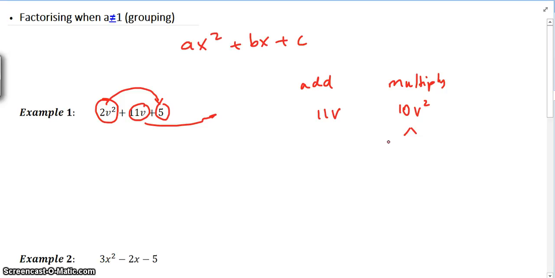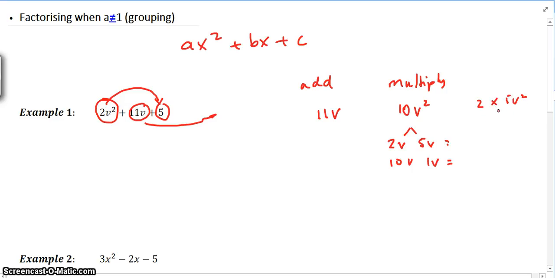The factors of 10v squared, you could have 2v and 5v. You could have 10v and also 1v. You'll notice here that I haven't done things, for example, 2 times 5v squared, because I want both terms to have a pronumeral on them. So I've just ignored those ones, and you should ignore those ones as well. So what do they add to? This is equal to 7v, and this is equal to 11v. So the factors that we want to use are 10v and 1v.